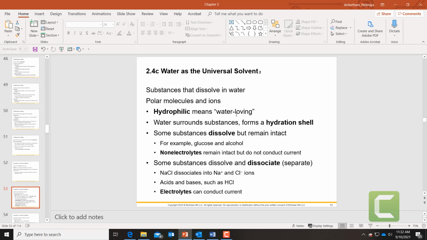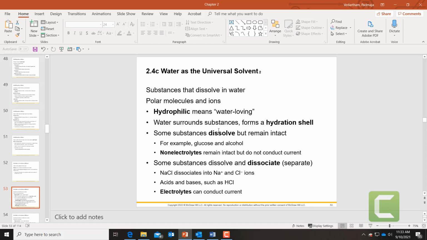So it is pretty much inside the cell, outside the cell. So tissue fluids or blood, which is outside the cell. The main solvent in these cases is water, and there are many other solutes which are dissolved in it. The substances which can dissolve are called hydrophilic, and substances which do not dissolve are called hydrophobic.